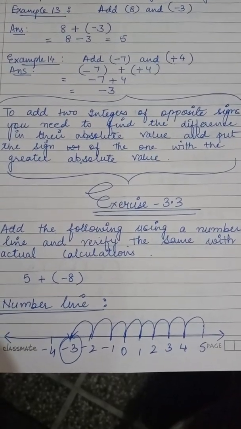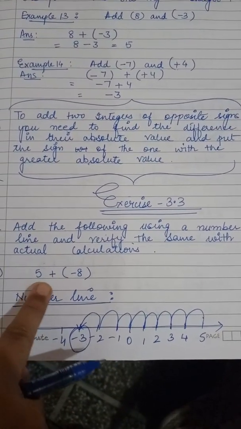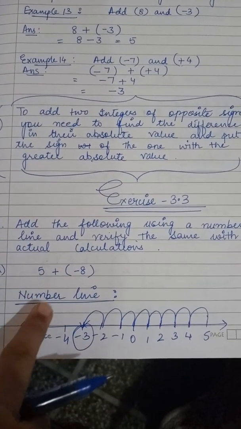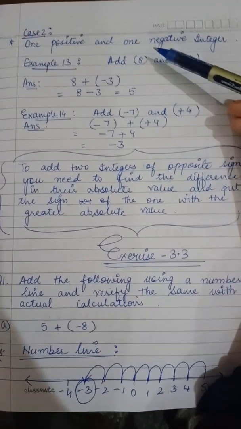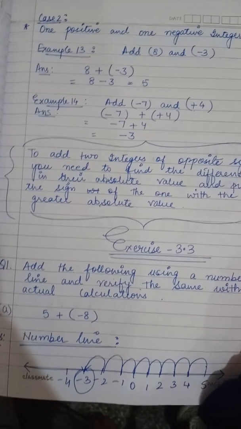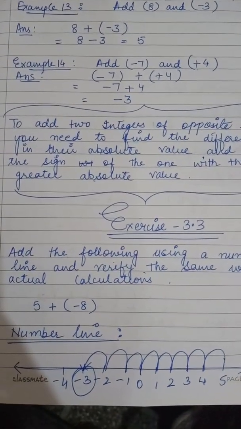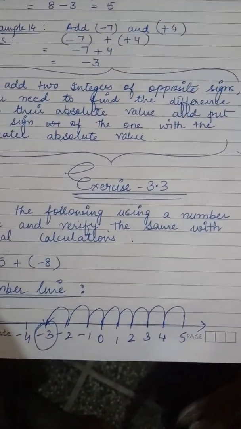Now let's do exercise 3.3. In first question, you have to add these two numbers on the number line. Whatever questions are given, you have to add them on the number line, and then you have to verify it as we have done in example 13-14. Like this you have to verify it with simple calculations. Okay, now let's move to first question. A part is you have to add 5 and minus 8. Now how you are going to write this on the number line?